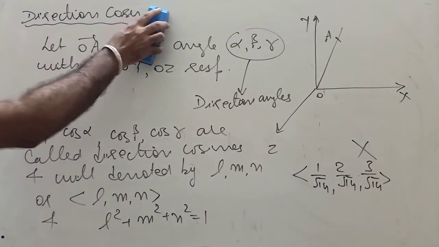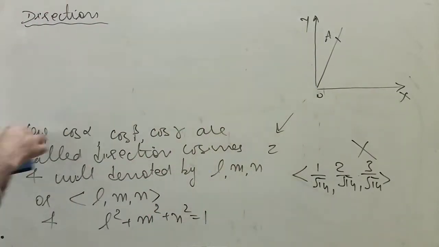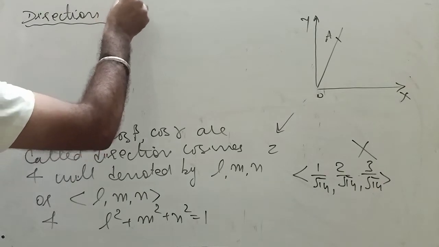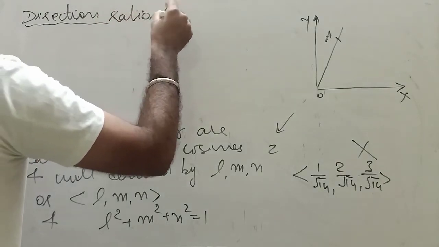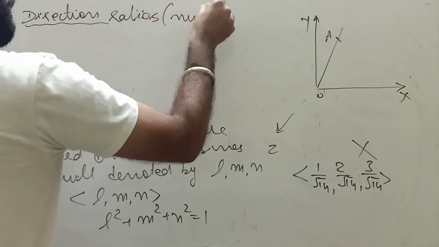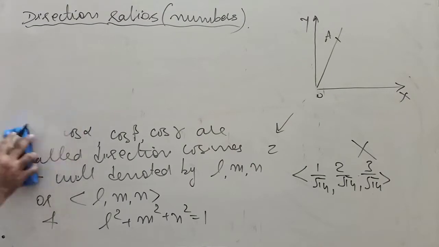Now with the help of direction cosines, there is another term, that is direction ratios, or direction numbers. So what is this?